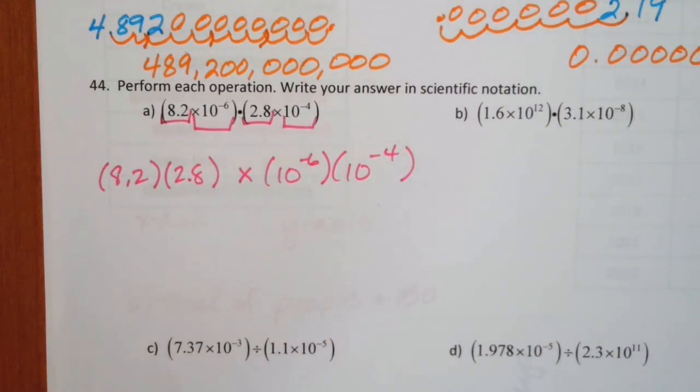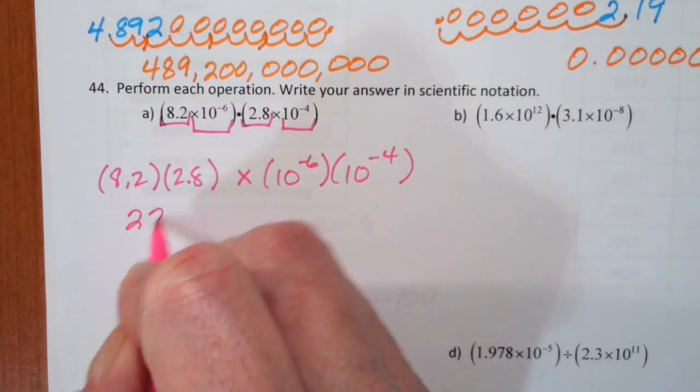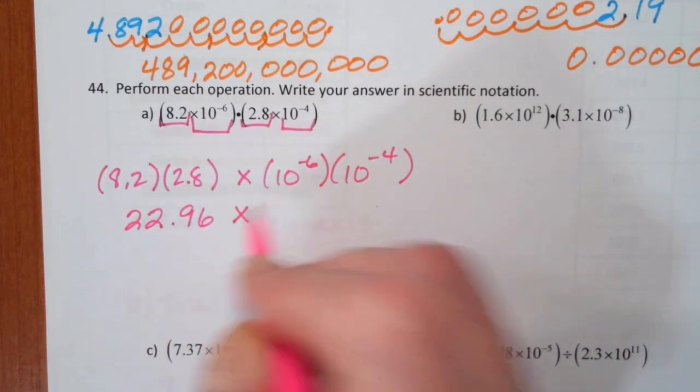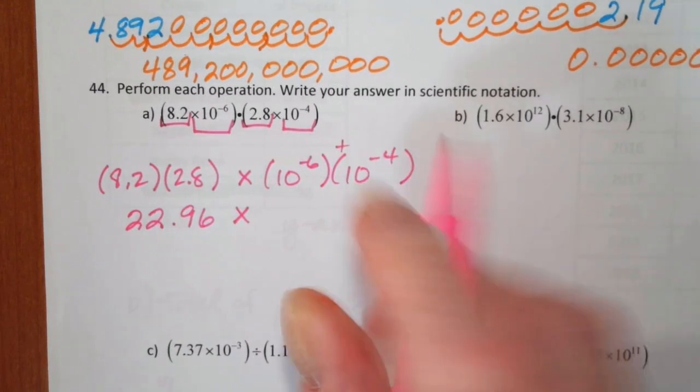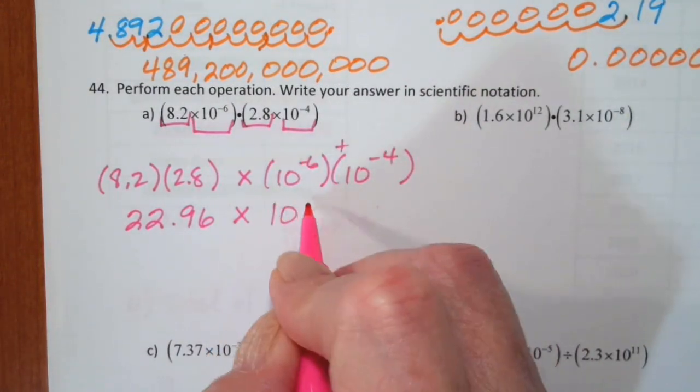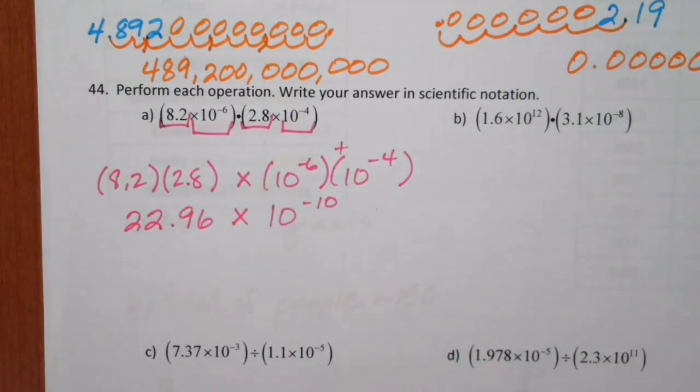Okay, so if I do 8.2 times 2.8, this gives me 22.96. And if I add my exponents, negative 6 plus negative 4 gives me 10 to the negative 10.